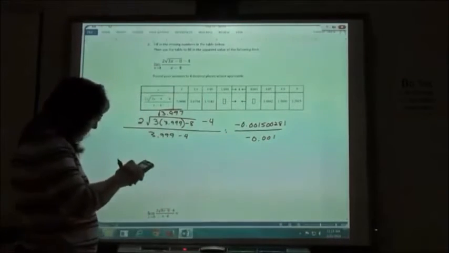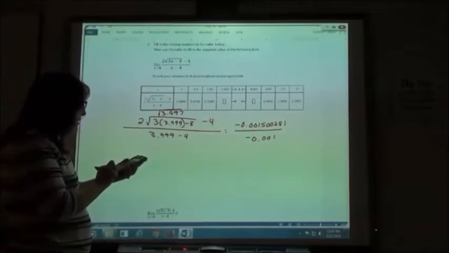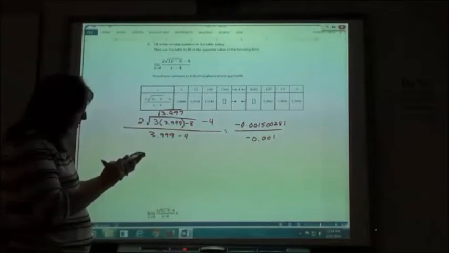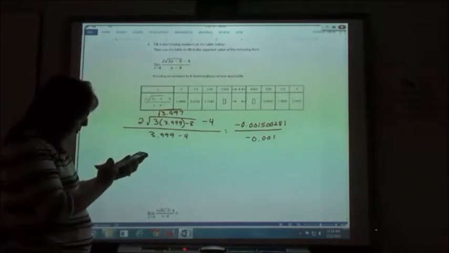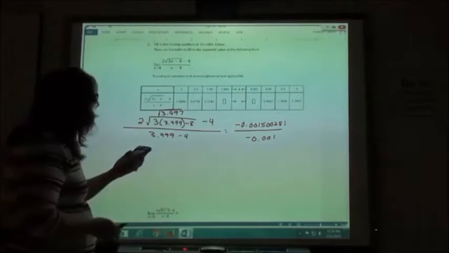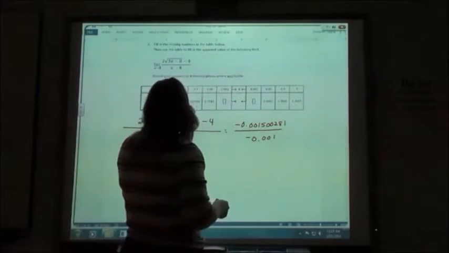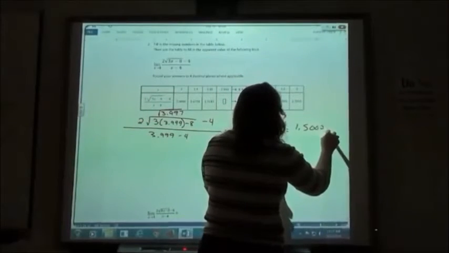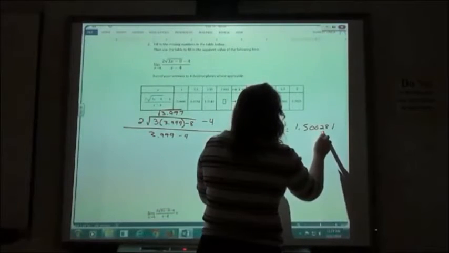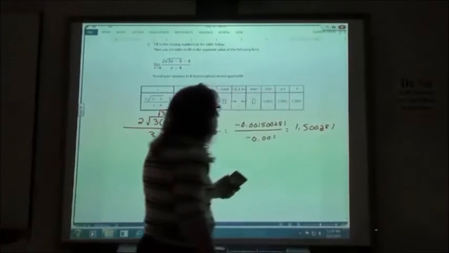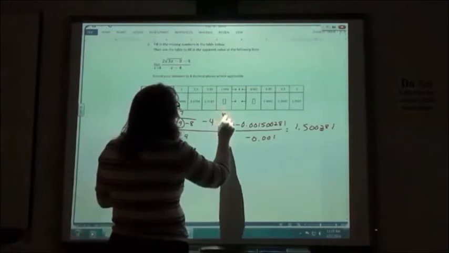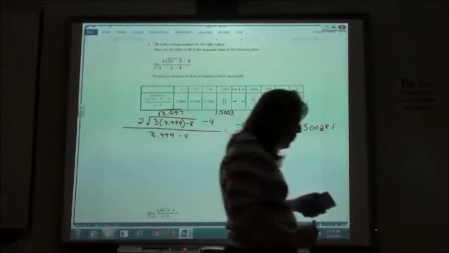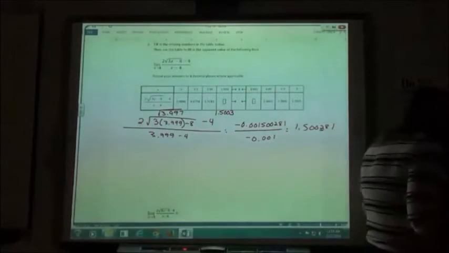So now I'm going to divide. Negative 0.001500281 divided by negative 0.001 gives me 1.500281. I'm going to 4 decimal places, so that means I'm going to have to round that one up. So I'm going to say 1.5003 is what I get when I round it off to 4 decimal places.